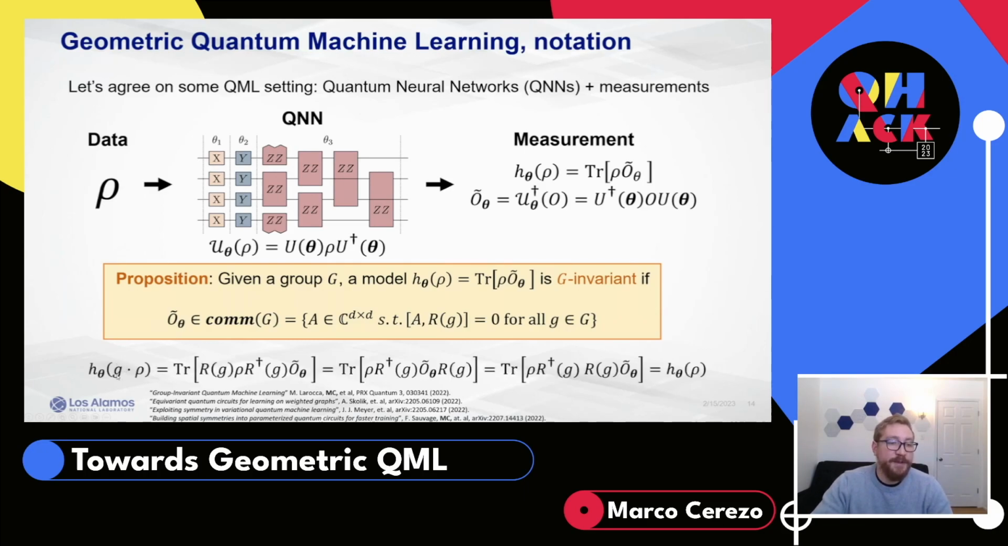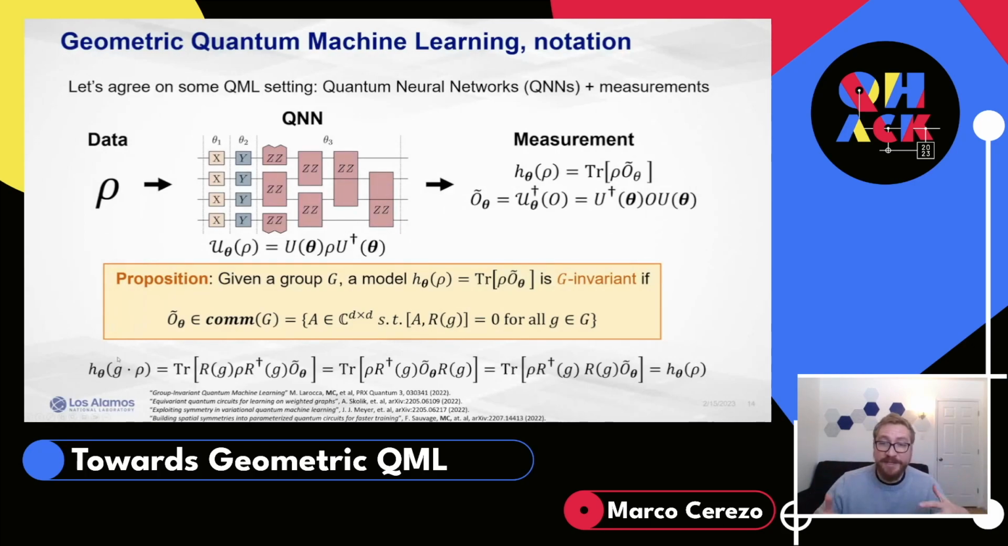I take an element of my group, I make it act on rho. I'm just going to assume that it acts like a rotation on my quantum state, and then I'm going to use the cyclical property of the trace. I can put the R to the right here. And then I've already said that the operator O commutes with R because it belongs to the commutant. So I can just pass it through. Now, these are just unitaries. They cancel each other. And you can see that now the output of my model is exactly the same for the state rho and for the rotated state rho.